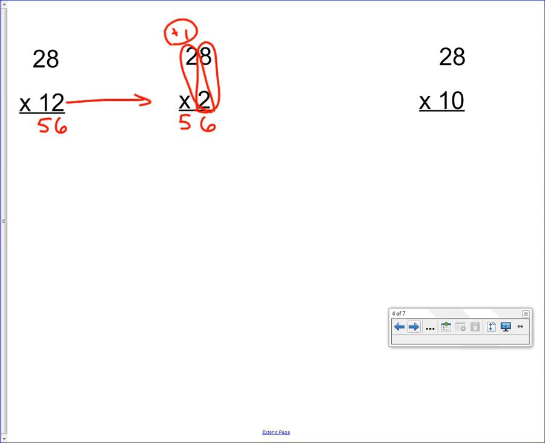Okay, over here I've got 28 times 10. Well, let's use our multiplying by tens and hundreds rule. Make our life easy. 28 times 1 is 28. Add a 0. 280. Okay, so let's put our 280 there. Then we add them up. We get 6. 5 plus 8 is 13. 2 plus 1 is 3. So I get 336.